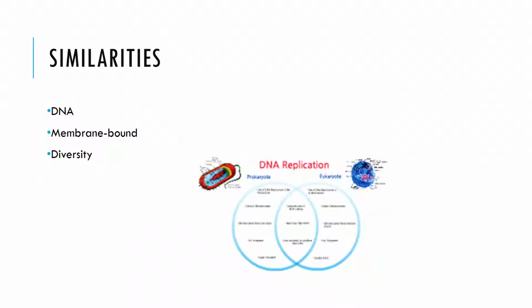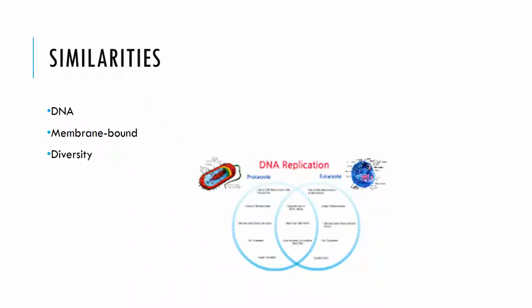Both prokaryotic and eukaryotic cells have DNA as their genetic material and are both membrane-bound. They both have ribosomes and are both amazingly diverse in forms. They contain ribosomes, cytoplasm, plasma membrane, vacuoles, and sometimes have cell walls. They also share a similar basic metabolism.